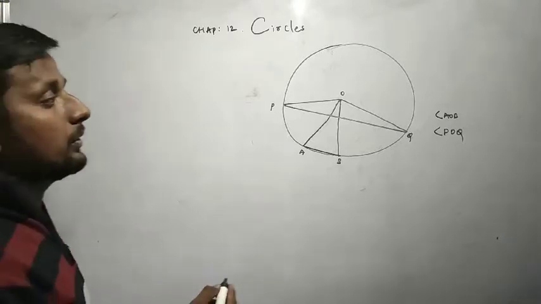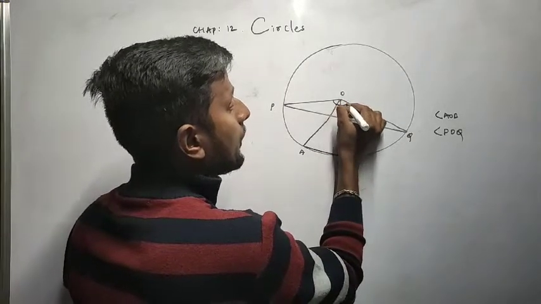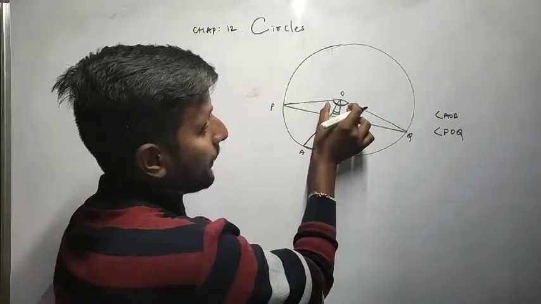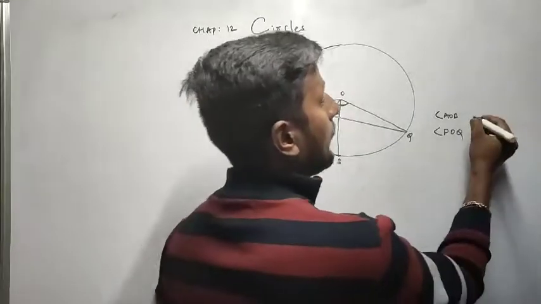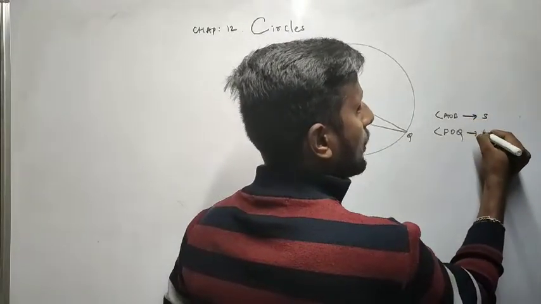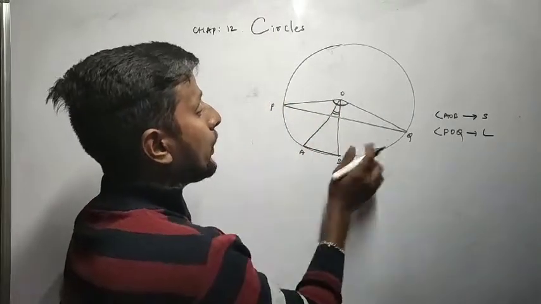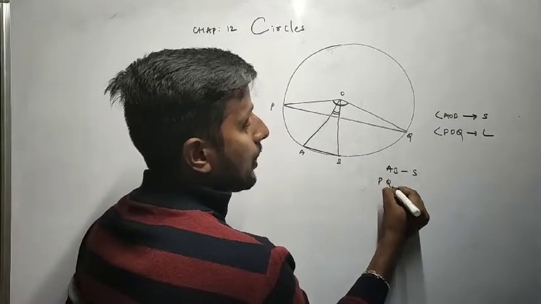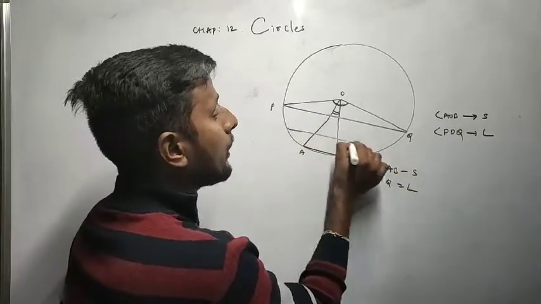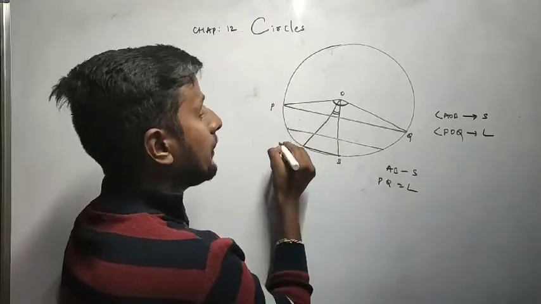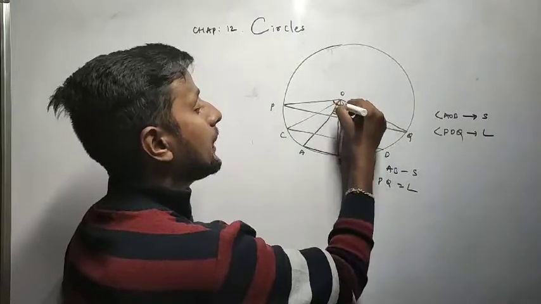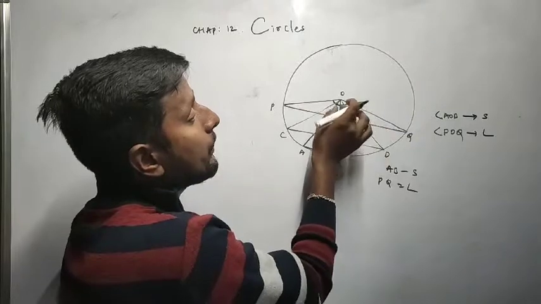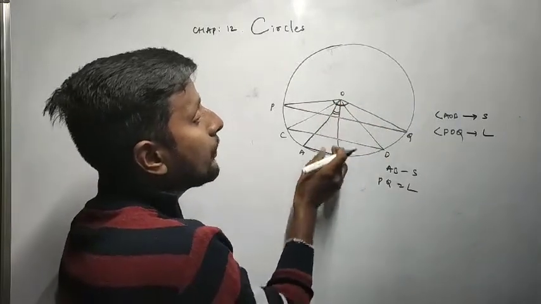Now I'll mark angle POQ. But angle AOB, if you compare it with POQ, is a smaller angle, and POQ is a larger angle. Now look at the chords. AB is a small chord and PQ is a large chord, correct? If I take one more chord here, this chord also makes a certain angle with the center. That angle is smaller than the angle made by chord PQ at the center, and larger than the angle made by chord AB.